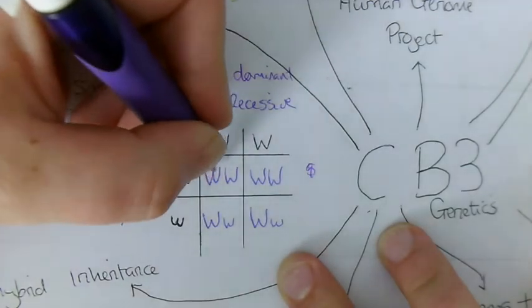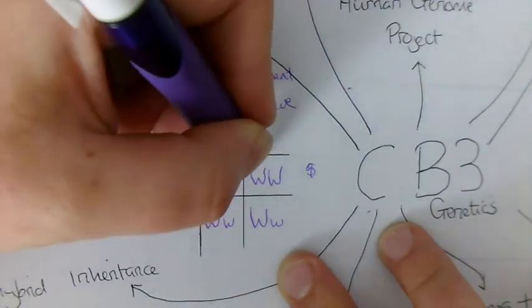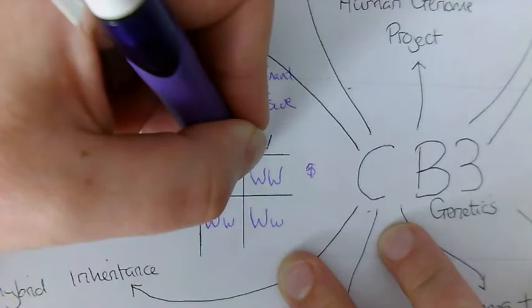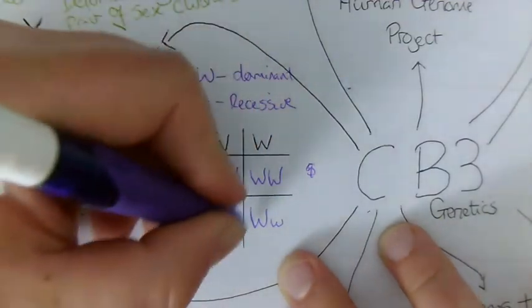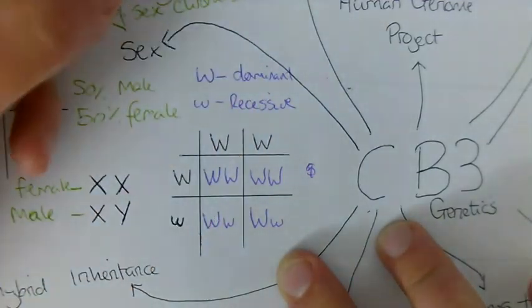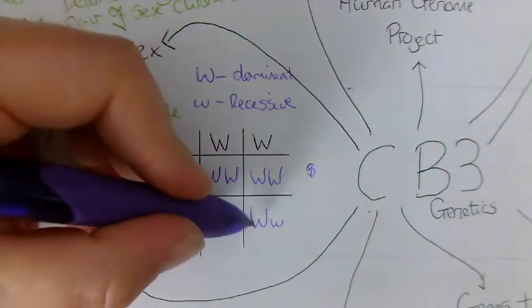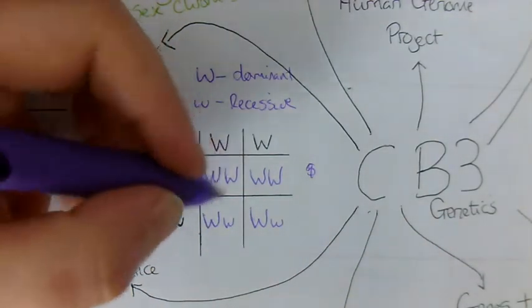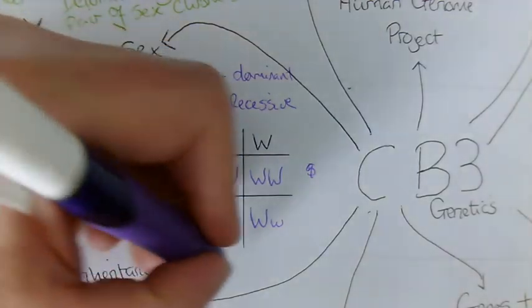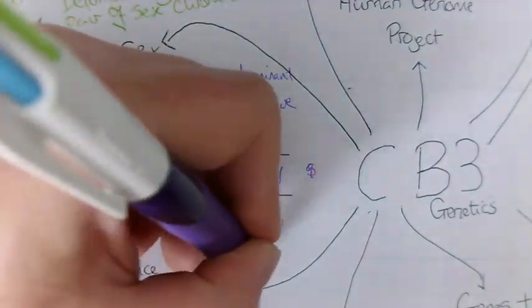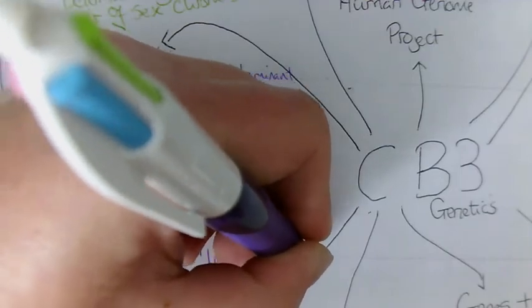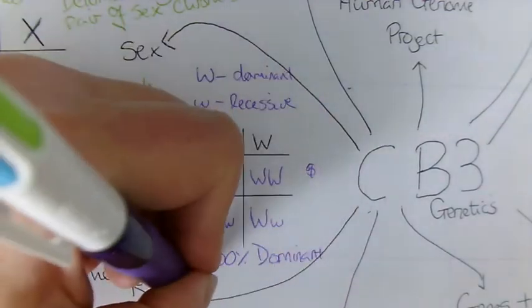We've got 50% of these homozygous dominant, 50% of these are heterozygous, but all of them, 100%, have a big W. That means that the big W will always be seen. So it's 100% dominant, big W seen.